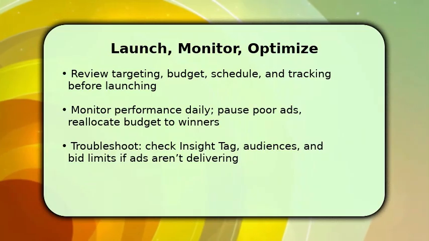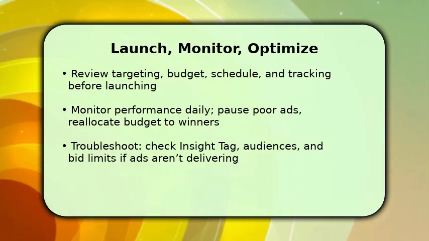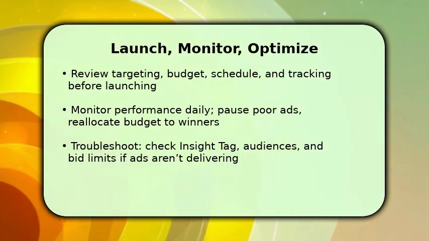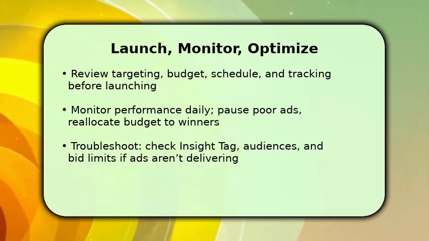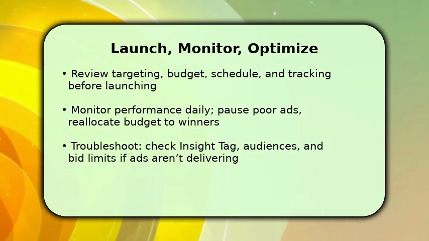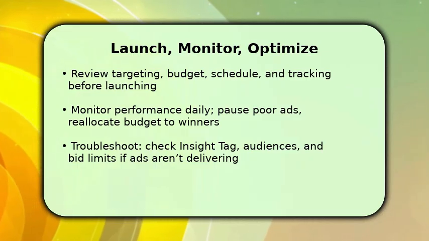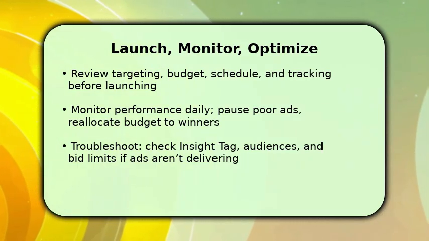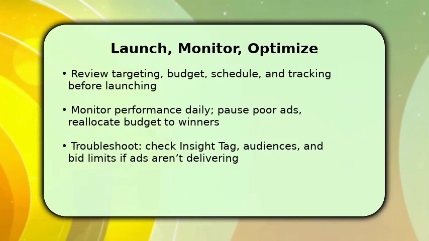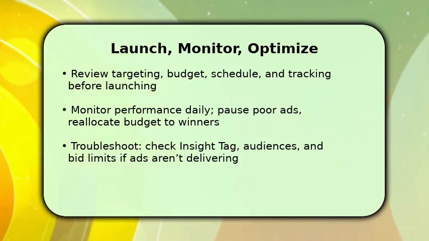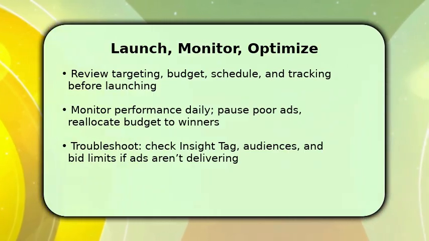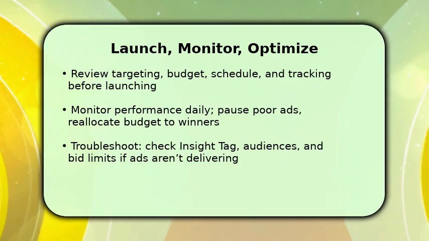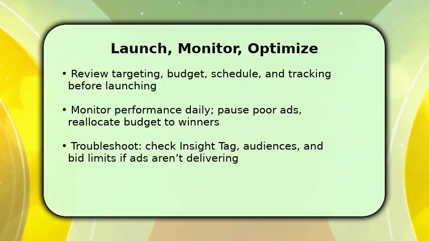Monitor performance dashboards daily, emphasizing CTR, CPC, conversion rate, and CPA so you spot trends quickly. Once you see winners, scale budget or increase bids, pause underperformers, and iterate creative or audience. Use LinkedIn's reporting to segment by audience, placement, and creative. If delivery stalls, troubleshoot by checking the Insight tag, audience overlap, bids that are too low, or an exhausted audience. Adjust bids, expand targeting, or refresh creative.